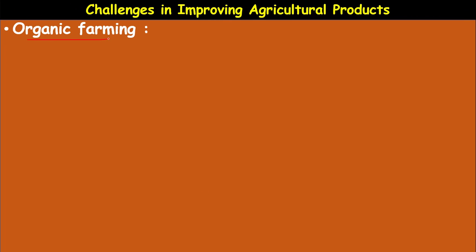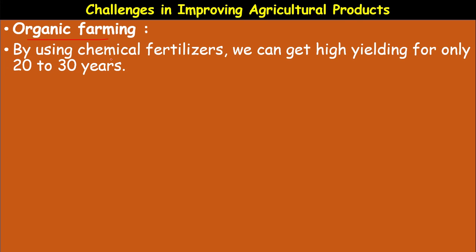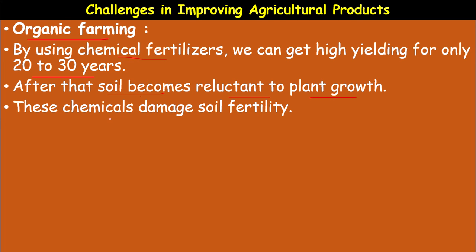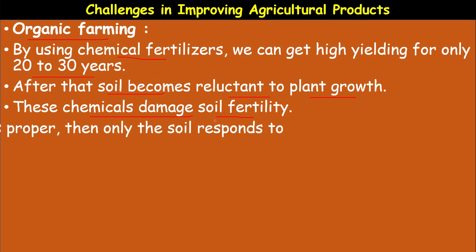Next, organic farming. What is organic farming? By using chemical fertilizers, we can get high yields for only 20 to 30 years. So, when we use these chemical fertilizers for a limited period of time, after 20 to 30 years, what happens? The soil becomes reluctant to grow plants. These chemicals damage the soil fertility.